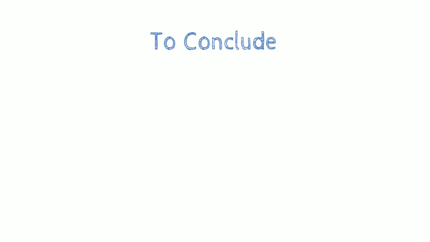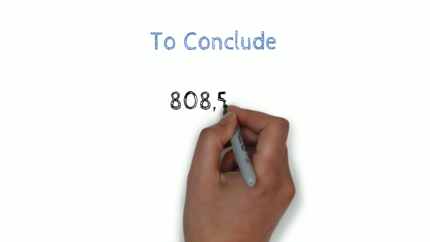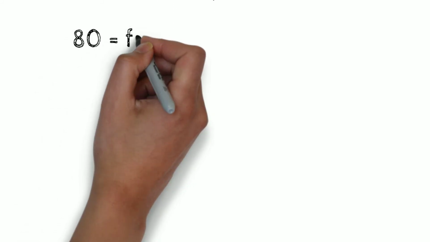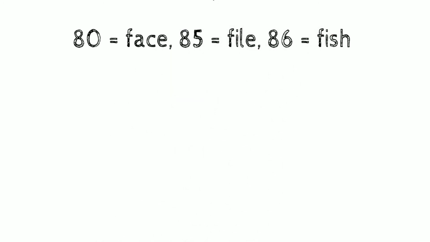But to practice what you've learned in this video, let's look at an example 6-digit number. 808,586. We can quickly and vividly remember this number using the peg words we formed earlier. Let's use my peg list to memorize this 6-digit number. We'll start by breaking down the number like this. We'll take the first 2 digits, 80, and we'll use the word face to remember it. We'll go to the next 2 digits, 85, and we'll use the peg word file to memorize it. And we'll go to the last 2 digits, 86, and we'll use the peg word fish to memorize 86.